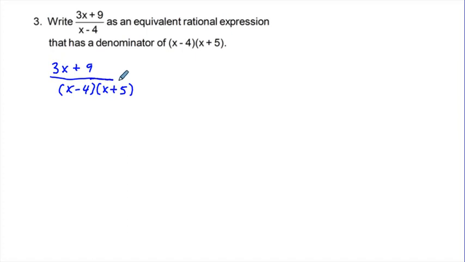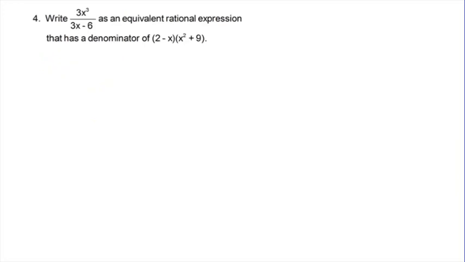But to preserve the same value of this expression, we need to do likewise to the numerator, which is multiplied by quantity x plus 5. And then if we do that, what do we have to do to this 3x plus 9? Well, we have to parenthesize the 3x plus 9, make it quantity 3x plus 9. And now in the numerator we can expand or do whatever we want, but at this point we have an equivalent expression, and that is our answer to number 3.